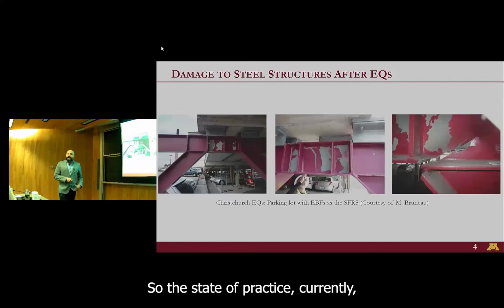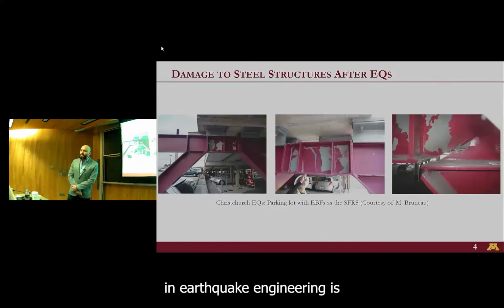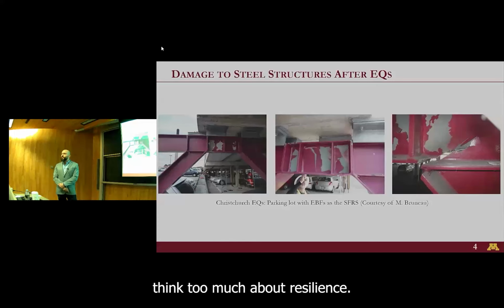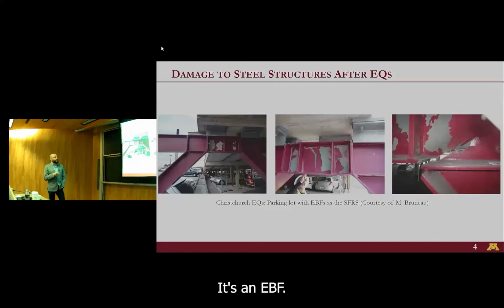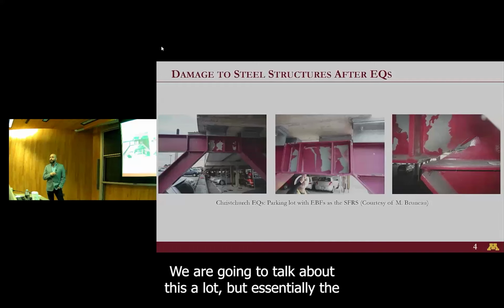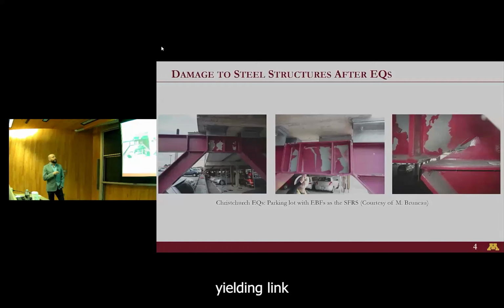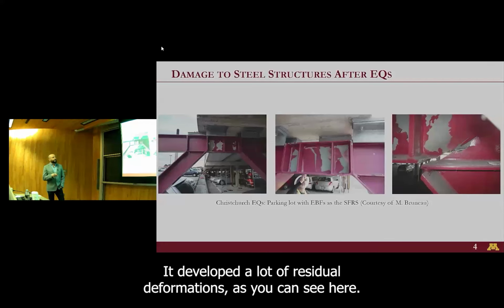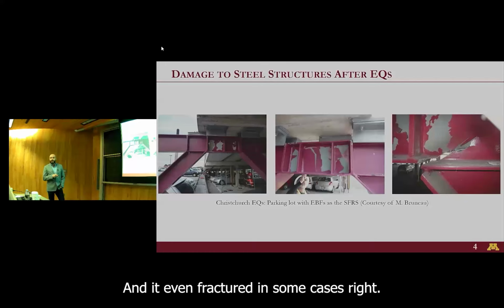So the state of practice currently in earthquake engineering is that we don't think too much about resilience. We allow damage in the building to provide life safety. So this is damage to a parking garage after the Christchurch earthquake. It's an EBF. So what we have is the yielding link in the middle. We're going to talk about EBFs a lot. But essentially, the yielding link did its job. The structure didn't collapse, but the yielding link yielded. It developed a lot of residual deformations, as you can see here, and it even fractured in some cases, right?